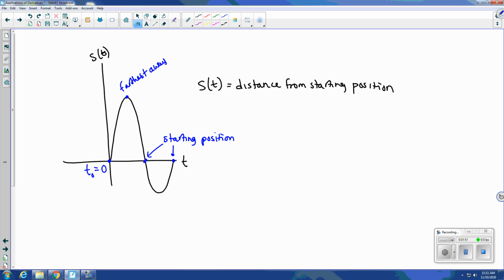When the graph goes negative, all that means is that we're traveling away from our starting position, but in the opposite direction. And this minimum down here is the farthest point away in the opposite direction.